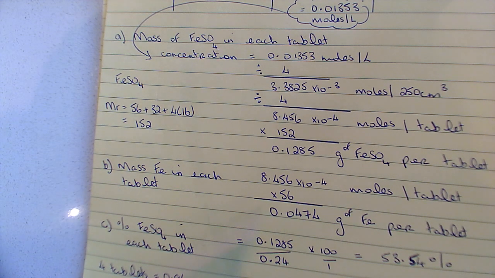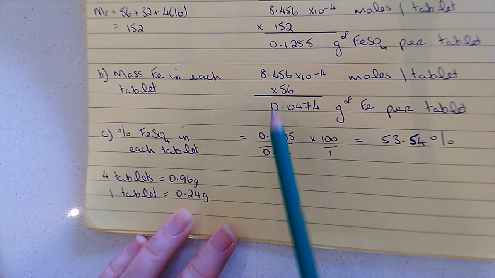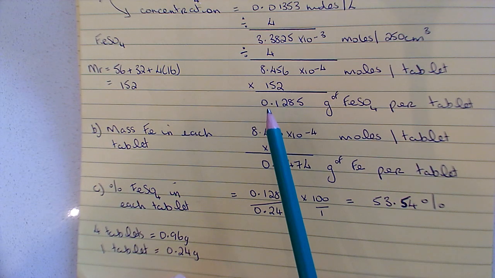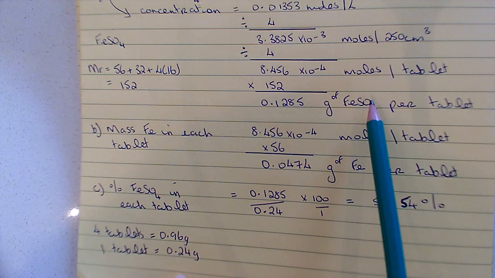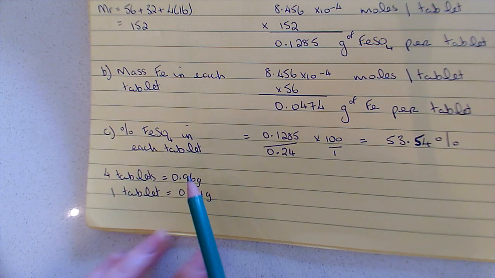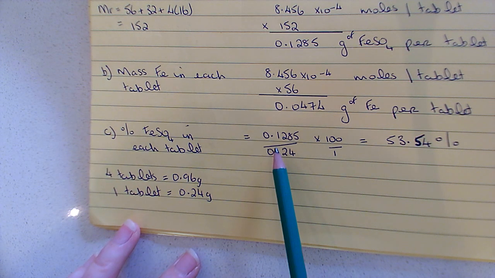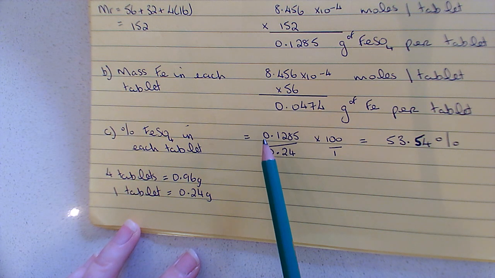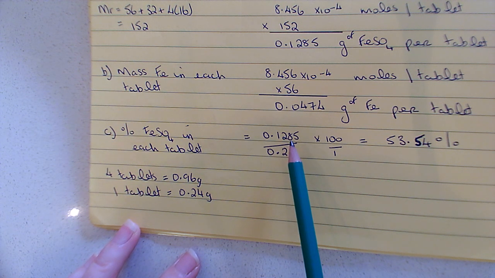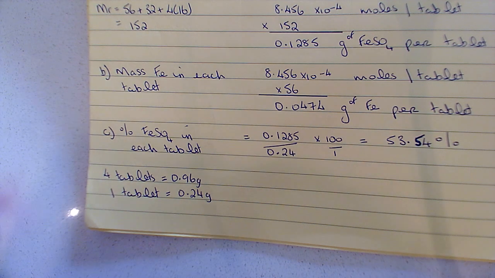Then finally I'm asked to work out the percentage of iron sulfate in each tablet. I worked out earlier in part A that I had 0.1285 grams of iron sulfate per tablet. I divide that by the mass of one tablet. 4 tablets are 0.96 grams, so I divide that number by 4. So to get the percentage of iron sulfate per tablet, it's 0.1285 grams divided by the mass of one tablet, 0.24, times 100 over 1, which gives me 53.54%.